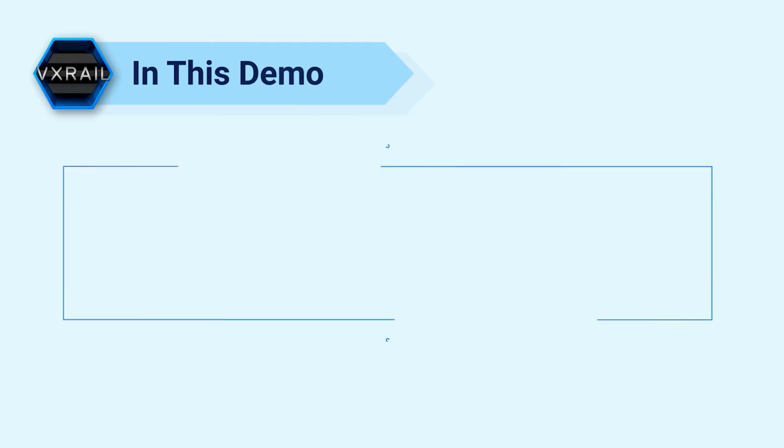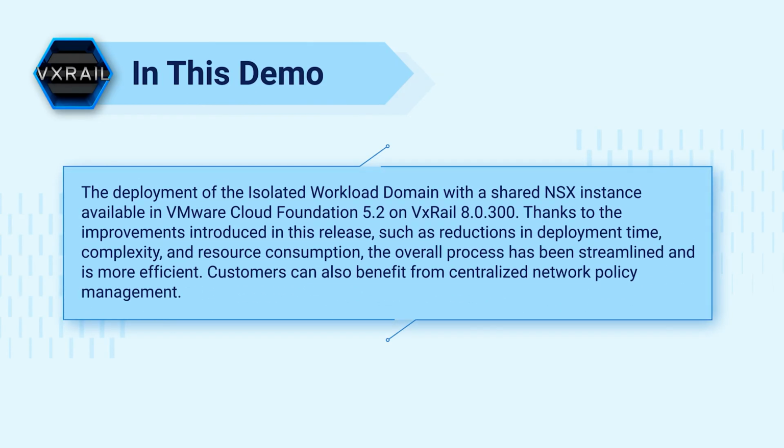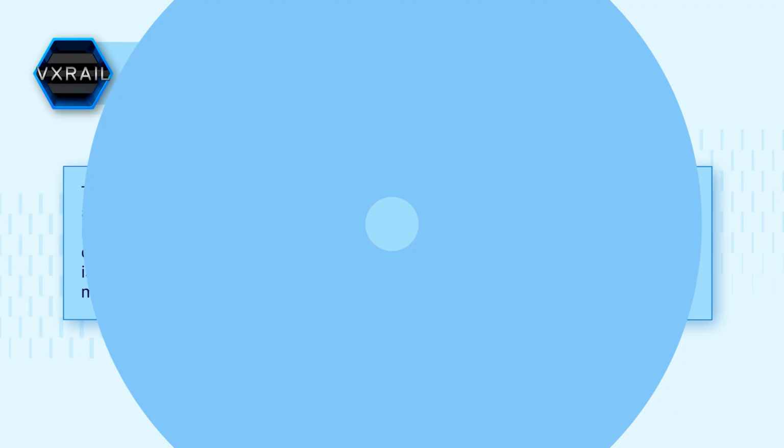In this demo, we'll walk you through the deployment of the isolated workload domain with a shared NSX instance available in VMware Cloud Foundation 5.2 on VxRail 8.0.300. Thanks to the improvements introduced in this release, such as reductions in deployment time, complexity, and resource consumption, the overall process has been streamlined and is more efficient. Customers can also benefit from the centralized network policy management.